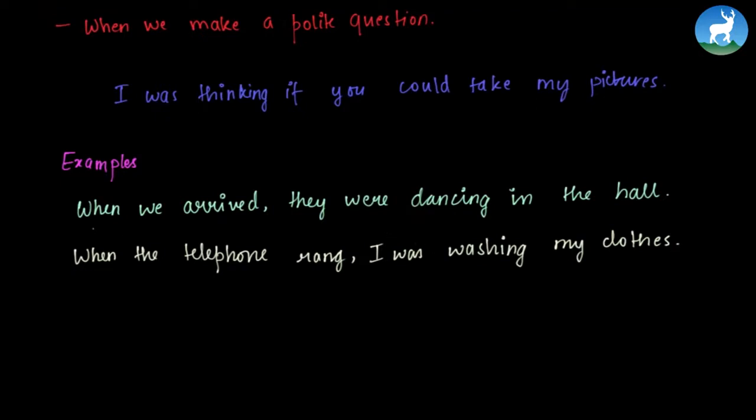These are, in the first case, we have two different actions. The first one is people were dancing, and the second one is we arrived. So when people were dancing, the interruption action is arrival. Also, in the second sentence, when the telephone rang, I was washing my clothes. So the first action was washing the clothes, and the interruption was when the telephone rang.